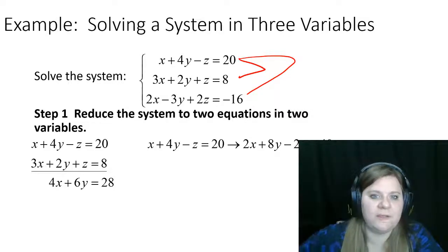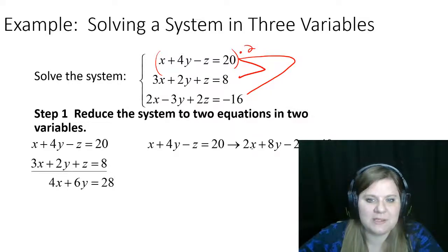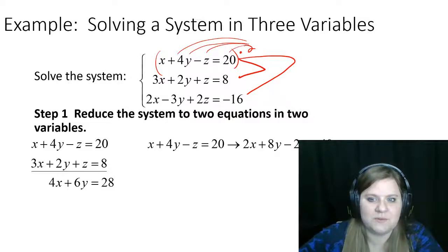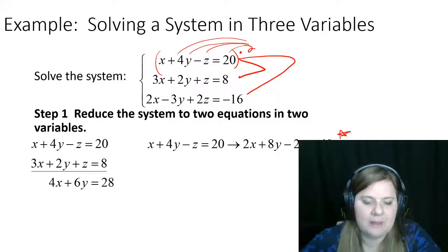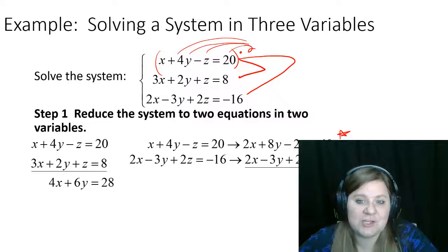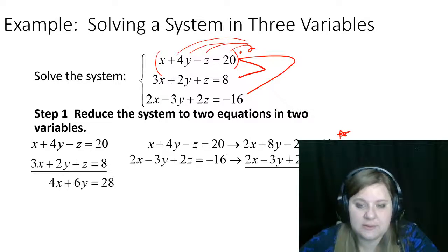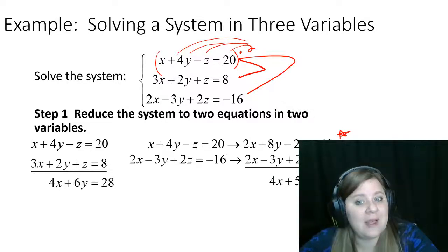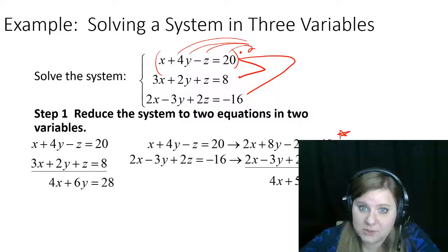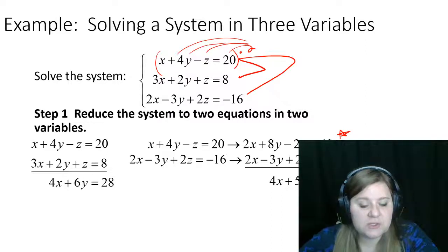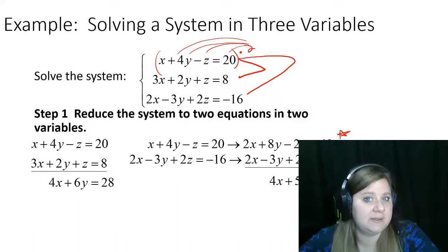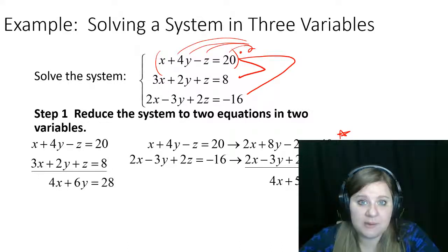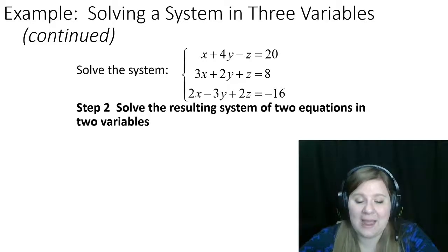So I'm going to multiply the first one through by 2, and that's what gives me 2x plus 8y minus 2z equals 40 that you have down here. I'm going to write my other equation down exactly the way I had it. And when I add down now, I get 4x plus 5y equals 24. So you see, I now have a system of equations with just x's and y's in it. So I'm going to solve what I have left.